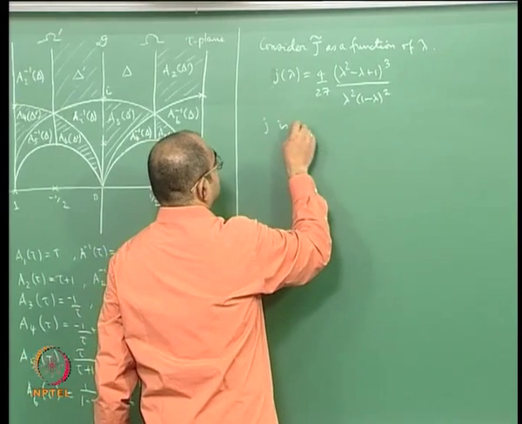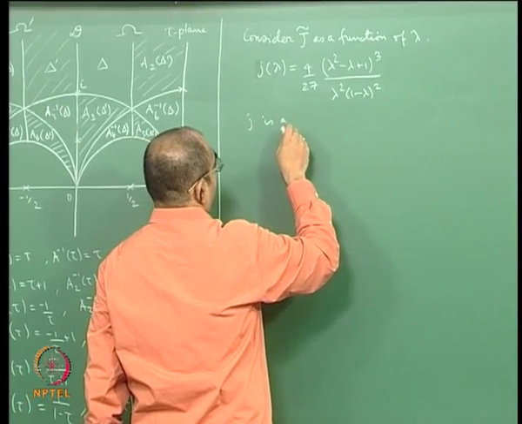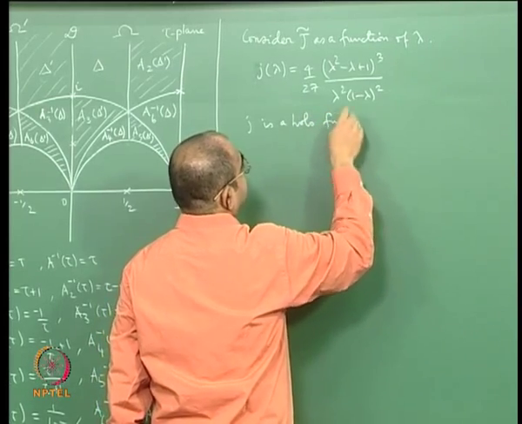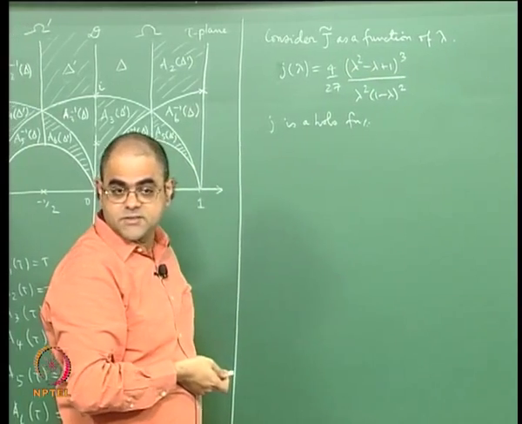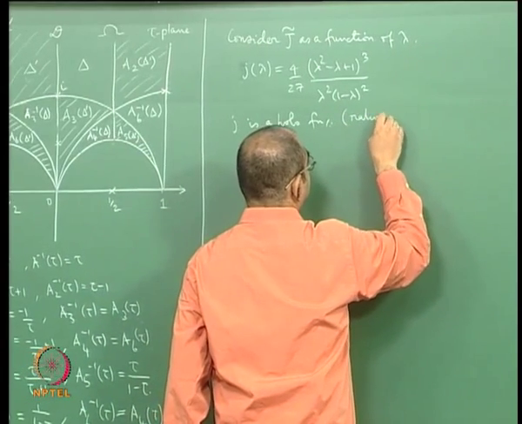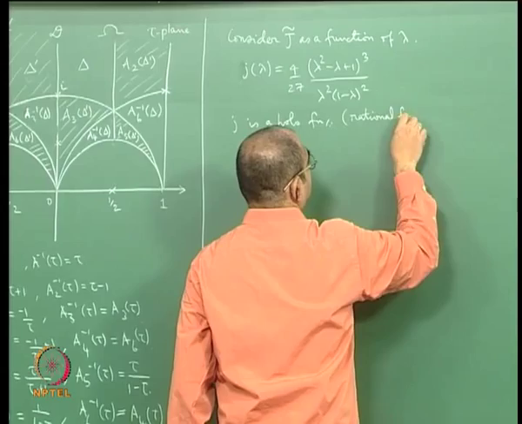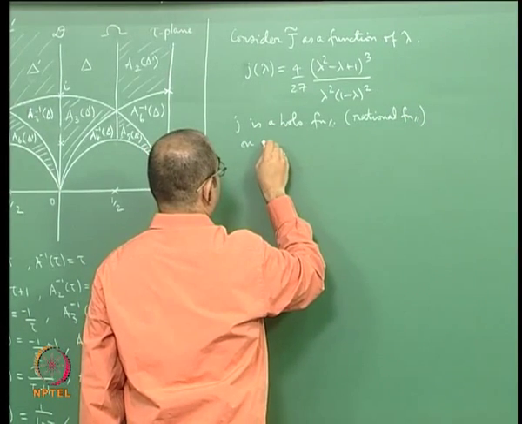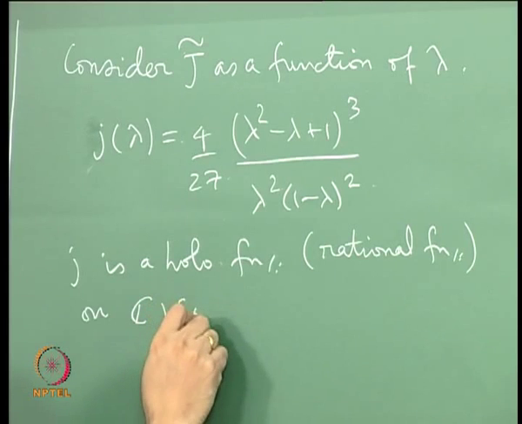J is a holomorphic function. In fact, it's a rational function. It's a quotient of polynomials, okay. So it's a holomorphic function, so a rational function on the complex plane minus 0 1.